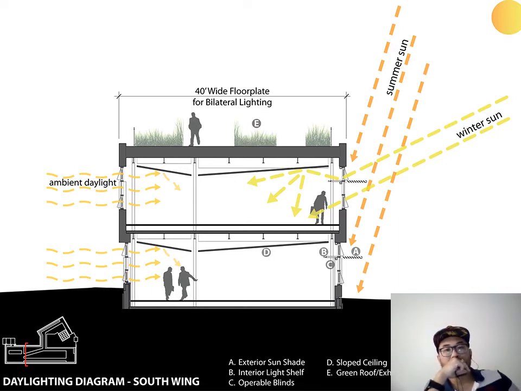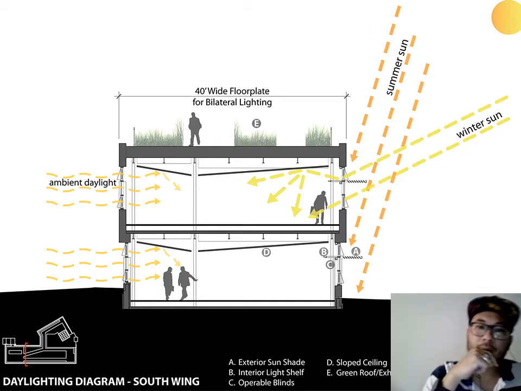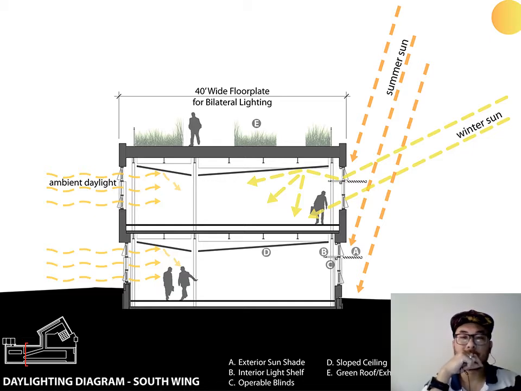Alright, so this diagram shows the difference of the sun angle at different times of the year. The summer sun will be more vertical in terms of angle compared to the winter sun, which is at a very low angle, so it will give very different effects to your building. Okay, the low sun angle will give a very high glare.